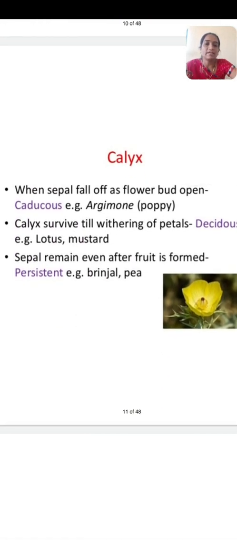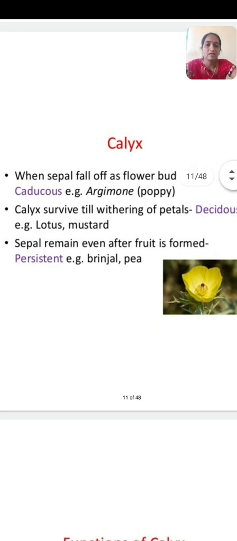Then a few terms about the calyx. When the sepals fall off as the flower bud opens, when the flower opens, the sepals may fall off, then it is known as caducous. Example, argemone or poppy. The second term is when the calyx survives till withering of petals. It is known as deciduous. For example, in case of lotus or mustard.